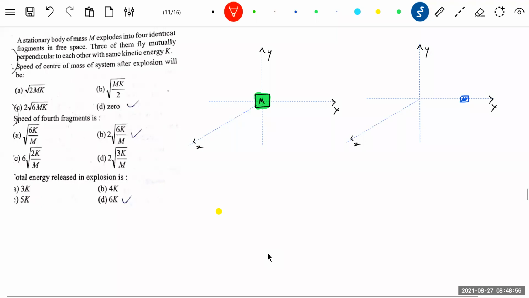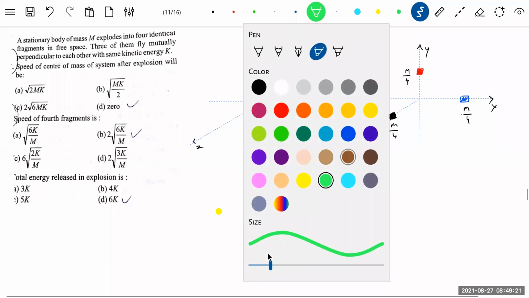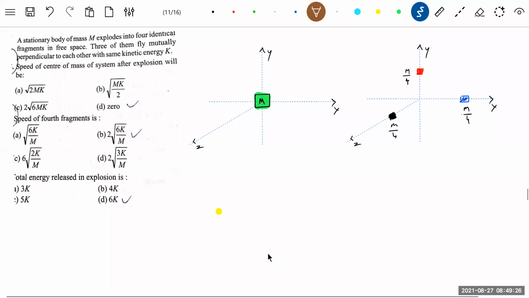One fragment will move like this. One fragment will move like this. It will explode into equal fragments, the problem itself is telling. What about the third fragment? How will it move? So equal kinetic energy. So they are having the same kinetic energy. So let's put K.